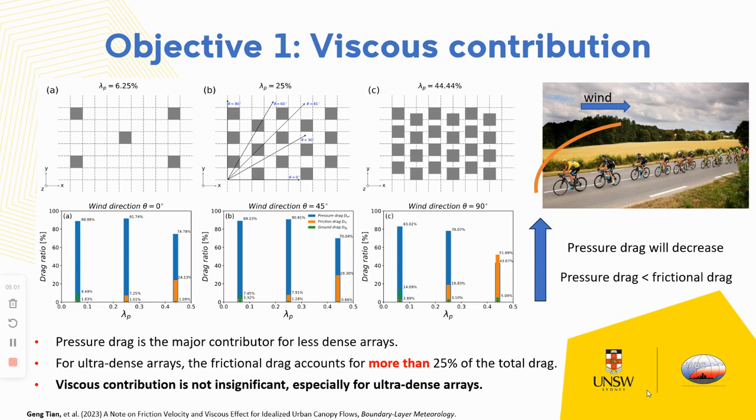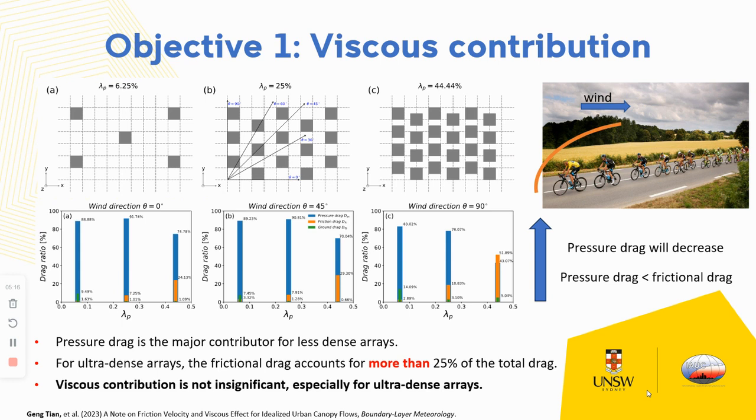The first one is whether the viscous contribution can be ignored or not. So we choose three cases: less dense, largely dense, and the middle dense. As you can see here, we have two drags. The first one is pressure drag, and the second one is the friction drag.